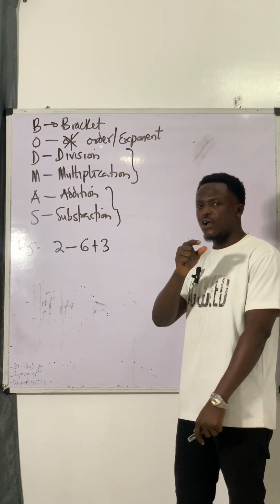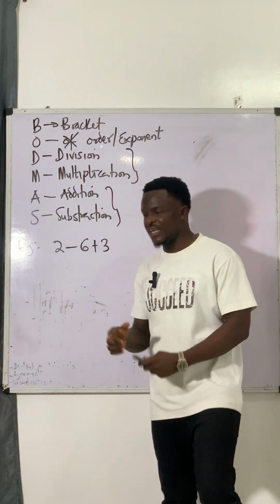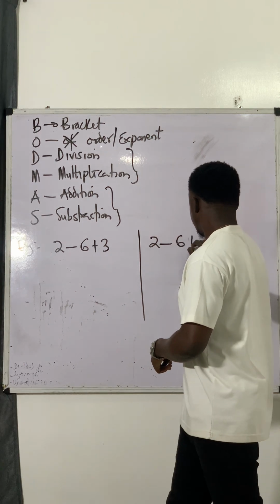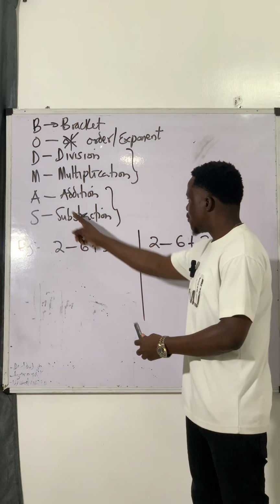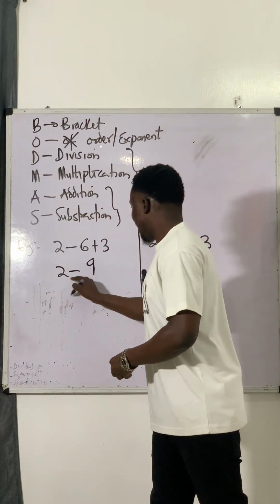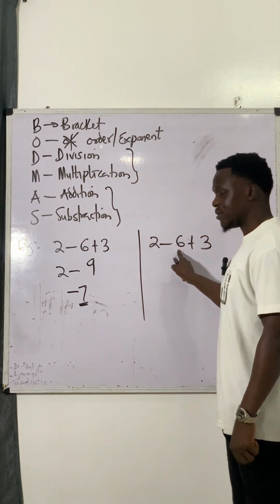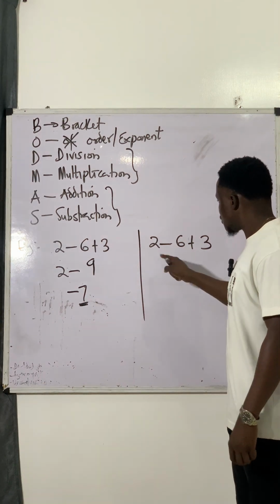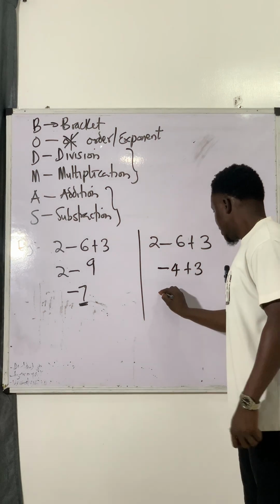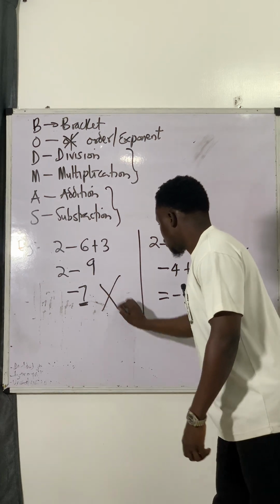However, if you're to go with the concept that you knew before, that you're supposed to go with addition before subtraction, let's check it out. I have 2 minus 6 plus 3. If you do addition, 6 plus 3 is 9. 2 minus 9 is minus 7. Now, 2 minus 6 is minus 4, plus 3, so this becomes equal to minus 1. This is the correct answer and the other is wrong.